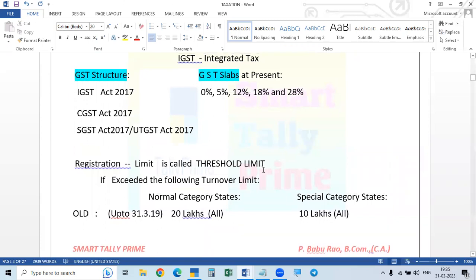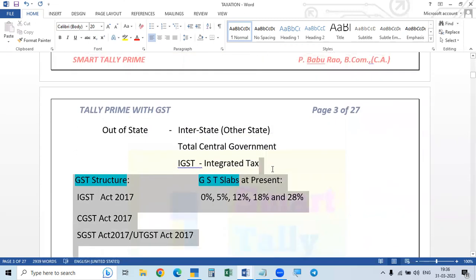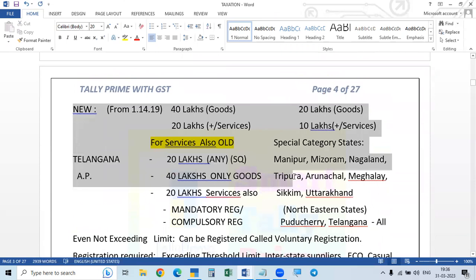Special category states means mainly the northeastern states and Uttarakhand. All the northeastern states and Uttarakhand, with Pondicherry also. I will tell you the states. See here.